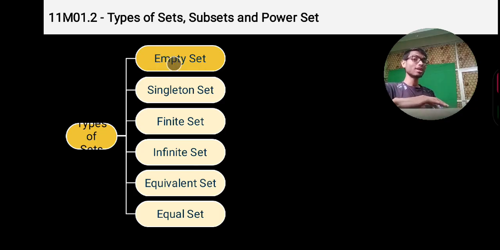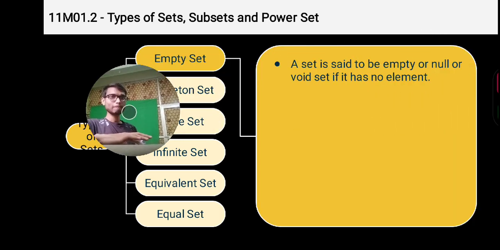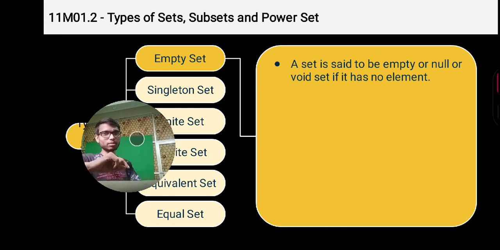Let's see what it says. It says, I am a fan of this PPT because it was made very understandable for a student. Here we are. A set is said to be empty or null or void set if it has no element. And directly, in one sentence, we can say that a set that does not have any element will be an empty set.